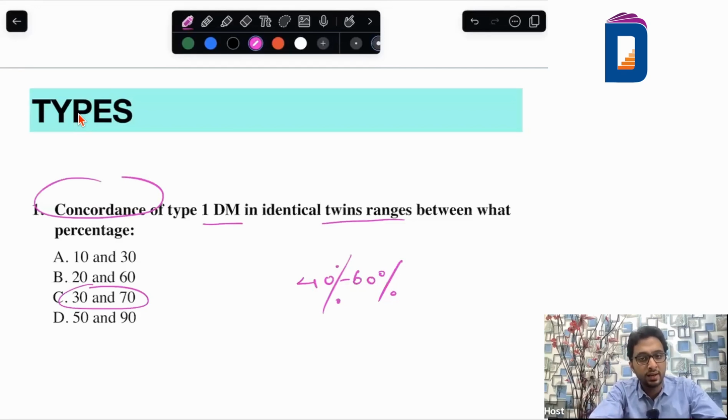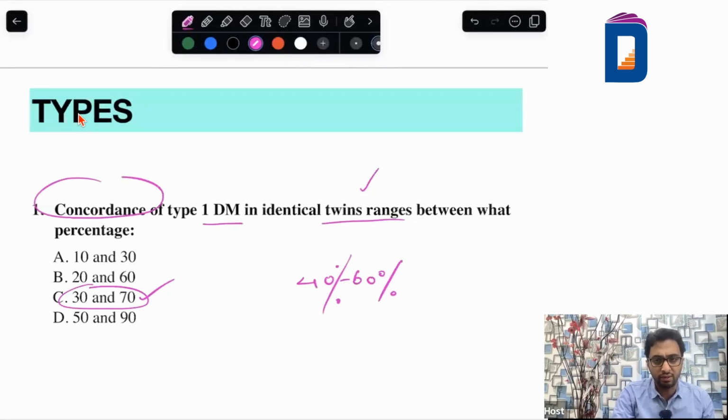Okay, what they're talking about is genetics. If one identical twin has it, what is the possibility of the other identical twin having it, which is 40 to 60%. Now, here you can't see 40 to 60, so the best answer is 30 to 70. Now what does it mean? 40 to 60%, there is a possibility of genetics being involved.